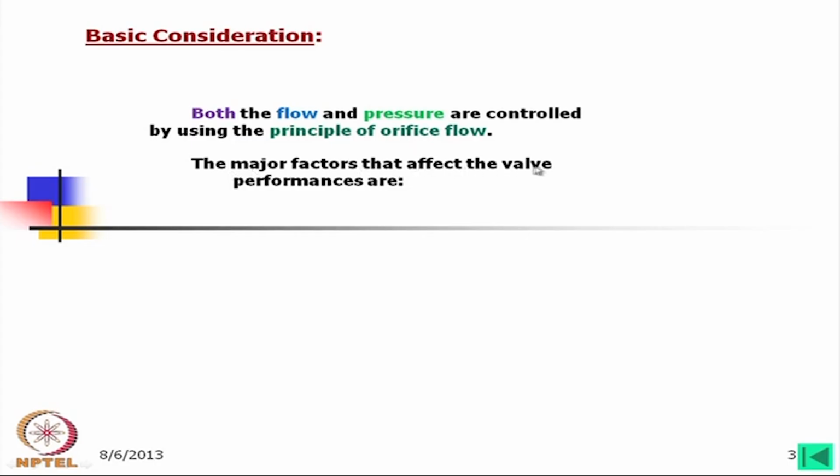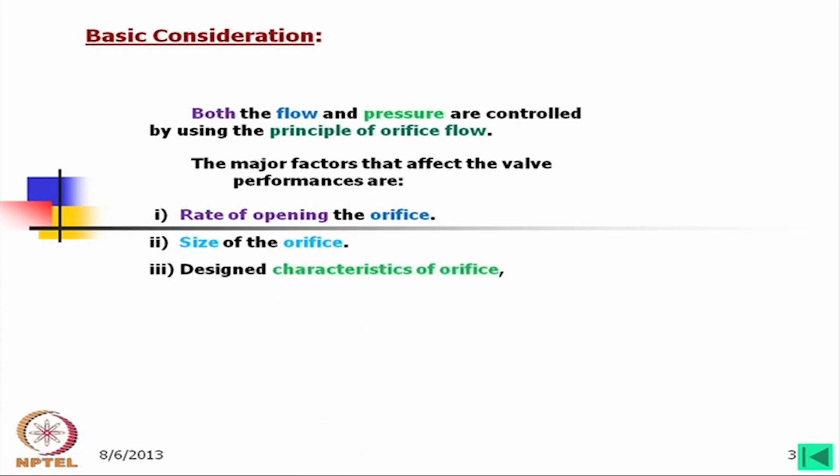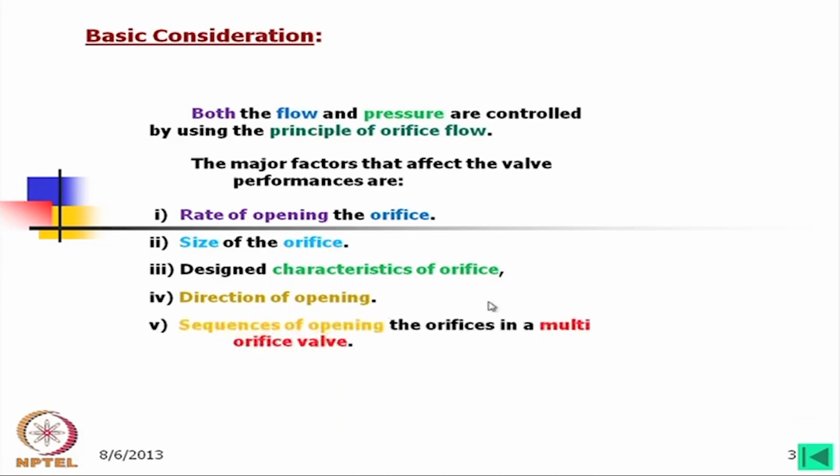The major factors that affect the valve performance are: number 1, rate of opening the orifice; 2, size of the orifice, where size includes the shape also; third, design characteristics of the orifice, which also depend on the shape of the orifice; direction of opening; and sequence of opening the orifices in a multi-orifice valve.